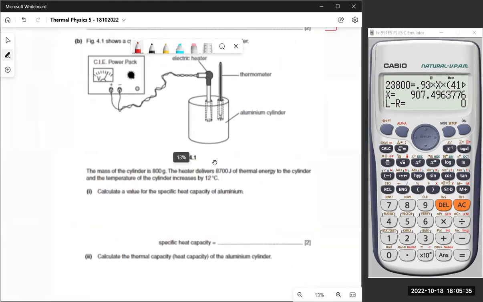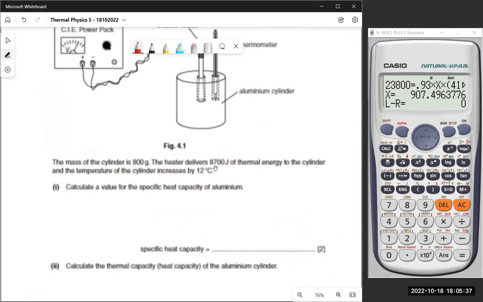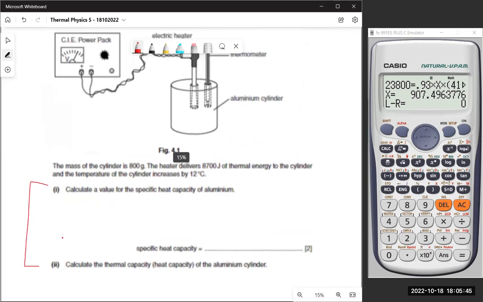Now let's do the next one. Solve this question on your own and write the answer in the chat separately. Send it on WhatsApp. Do it in your notebook. This is the last thing we're doing.